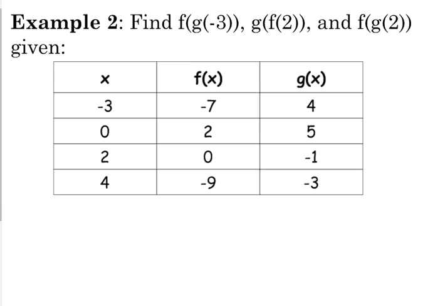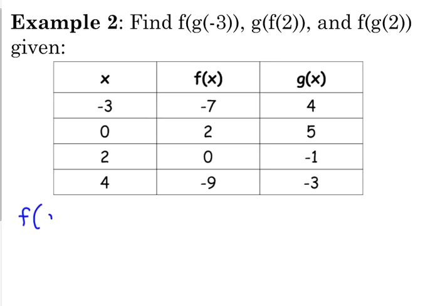Okay, now let's look. What if they don't give us the entire function? What if they don't tell us that f of x is equal to x minus 5 and g of x is some quadratic? What if they just give us a table of selected values? We can still do this, okay? And it's actually less work on our part if they just give us a table of values, because all we have to do is pick it out of the table. We just got to remember to keep our order straight.